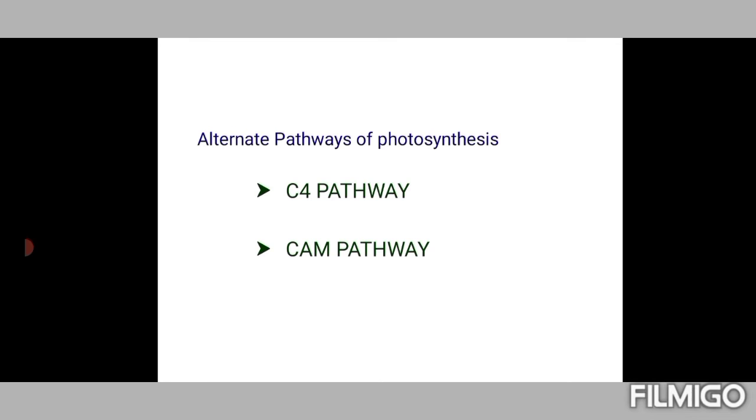C3 cycle. There are other pathways also. C4 pathway and CAM pathway are two examples. But these pathways complement or supplement the C3 cycle, and definitely the C3 cycle is the one which synthesizes carbohydrates, but C4 and CAM pathways help concentrate carbon dioxide inside leaves.